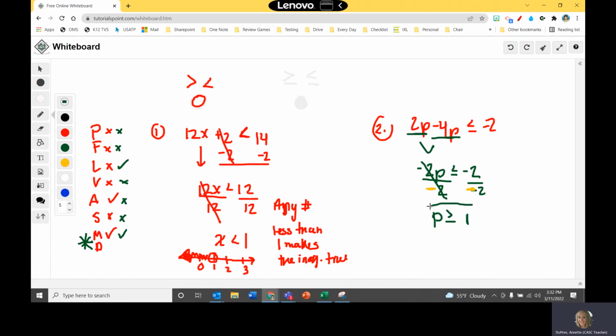So my solution is p is any value greater than or equal to 1. So I have my graph. All right, I'm going to draw my number line. So it's greater than or equal to. So since it is equal to, it is going to have a closed circle, because equal to always has a closed circle, and it's any value greater than 1. So my values greater than 1 are 2, 3, 4, 5, 6, 7, 8, 9, 10, just that way. Okay, so basically what this means is 1 or any greater number makes the inequality true.